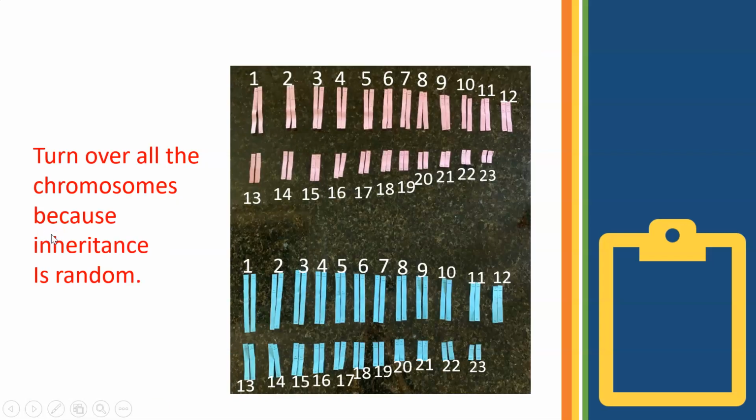Now remember to turn over all of your chromosomes. This is really important. It's because inheritance is random. Parents can't choose which chromosomes to pass on. It's all chance. Go ahead, pause the screencast and turn over all of mom's and all of dad's chromosomes.